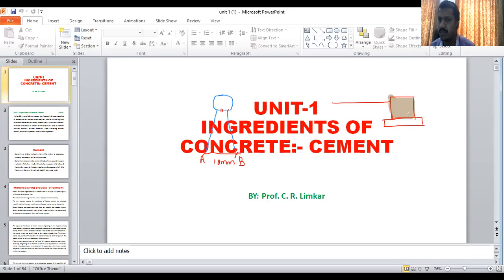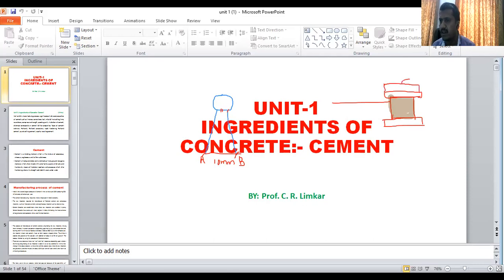You have filled the cement paste in the given mold up to this level, top level. After that, you are going to again cover with the glass plate. Okay, again you are going to keep the glass plate on this particular side, and then you are going to keep one weight. Here you have to keep one weight.